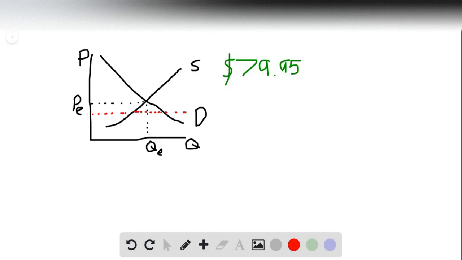Because Melanie was willing to pay $79.95, but she got 20% off, she only ended up paying $63.96. What does that mean when we ask about consumer surplus? Consumer surplus is basically the economic gain that goes to the consumer. It's represented on this graph by the shaded space. It's the area below the equilibrium price and above the actual price.